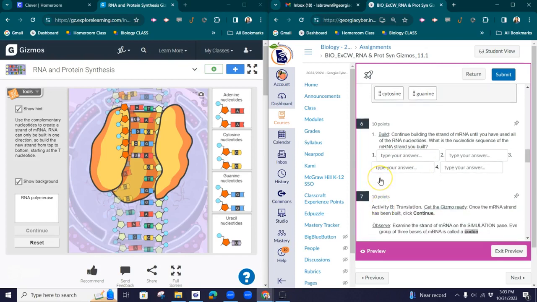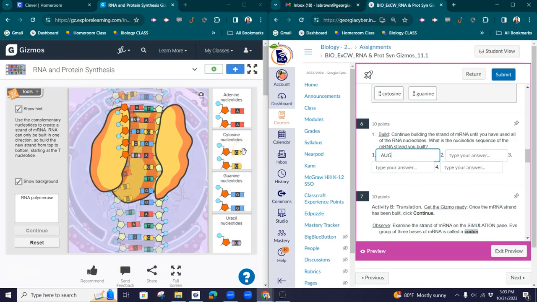Number six, it says to continue building the strand of mRNA until you have used all of the RNA nucleotides. What is the nucleotide sequence of your mRNA strand that you built? So basically, what they're asking you for is the RNA strand in order, or basically the letters. That's what they're asking you for, the RNA in order. Okay, because there's going to be a specific order that you have to go in. So for the first one, you can just put U A U G A U G.